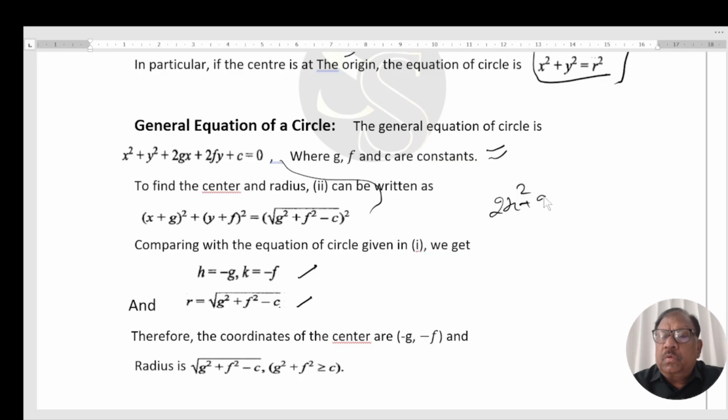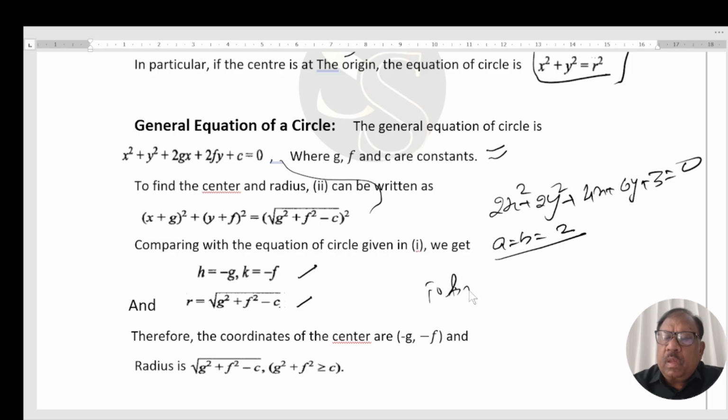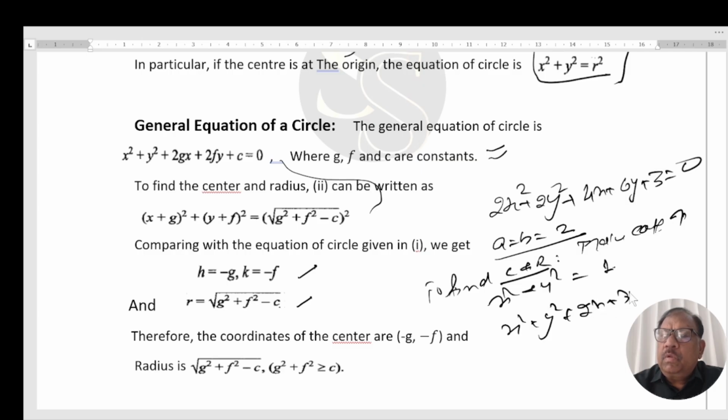Suppose 2x square plus 2y square plus 4x plus 6y plus 3 equal to 0. This would be equation of circle if A equal to B. Here it is 2, and to find center and radius, make coefficient of x square and y square equal to 1. Then x square plus y square plus 2x plus 3y plus 3 by 2 equal to 0.